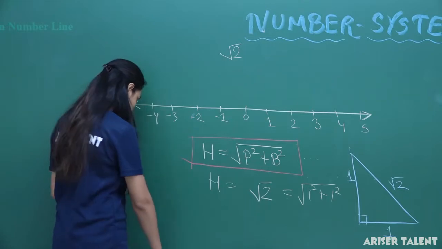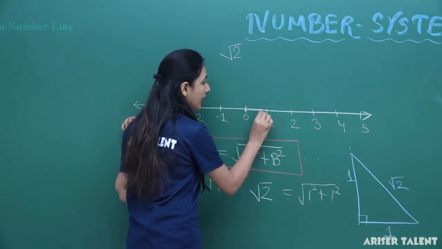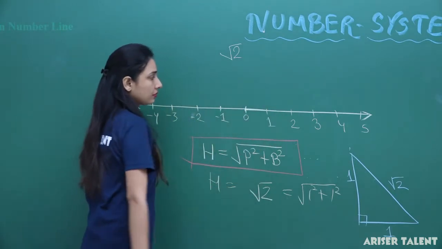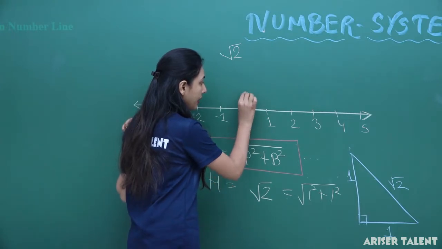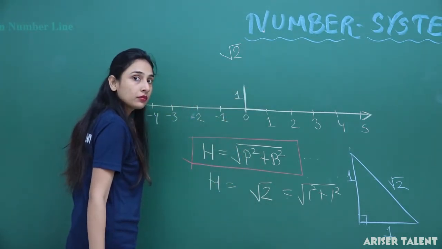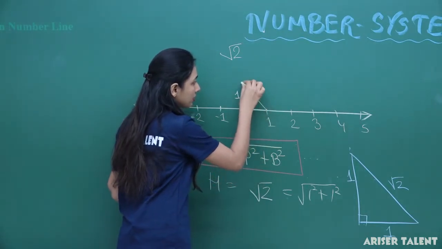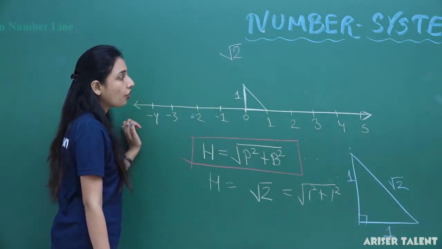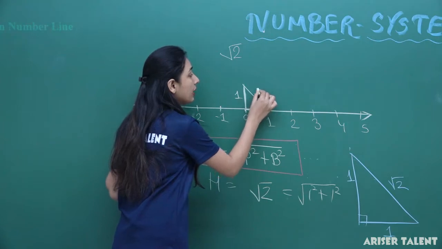So, we have this 1 here, from 0 I am starting. So, you have this 1 here, okay. Now, you have this 1 here and you may have this 1 here, 1 unit. So now you will have this. This is your hypotenuse. So that will be root 2.